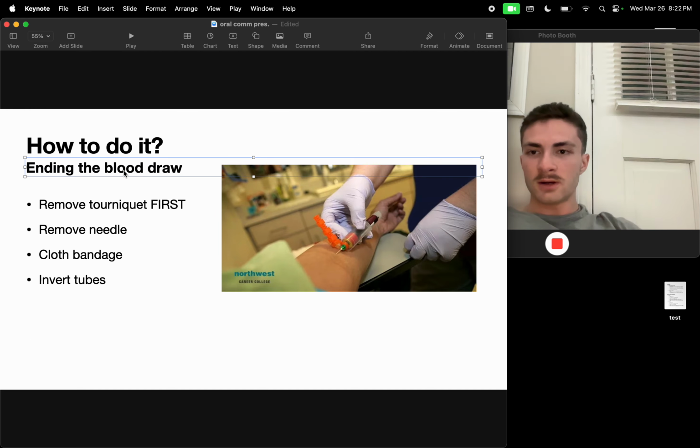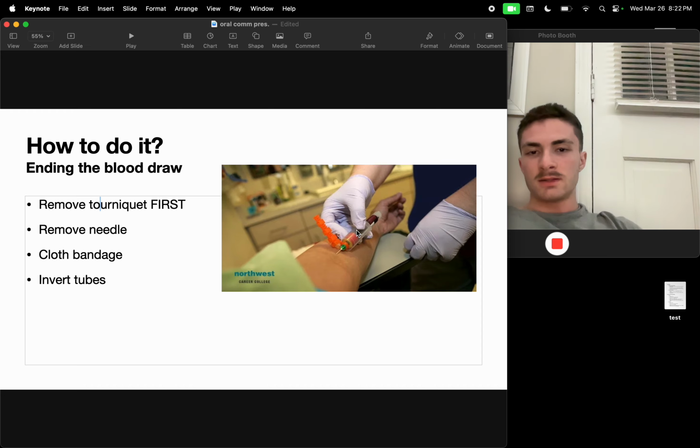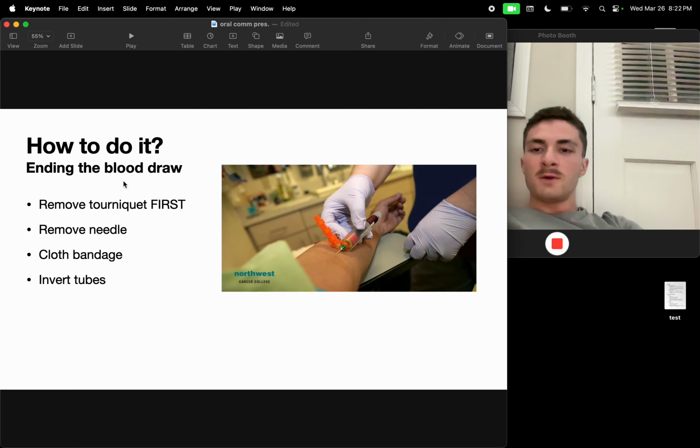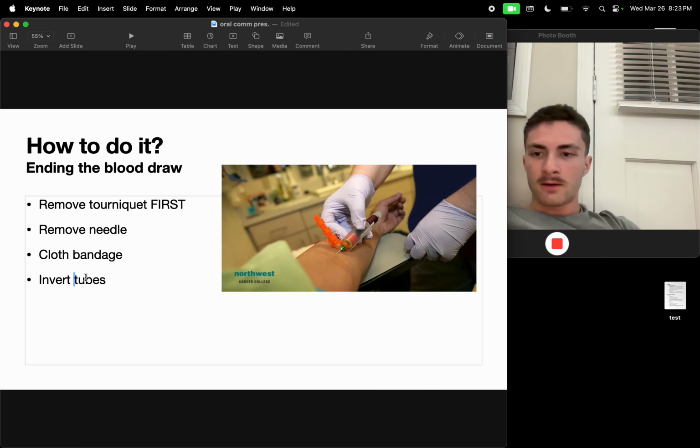This is the ending the blood draw. So first, you have to remove the tourniquet first. Otherwise, if you remove the needle before the tourniquet, there's still pressure being applied to that vein, and that pressure is going to cause it to probably squirt out. So you remove the tourniquet first, then you want to remove the needle, cap the needle, and then immediately, simultaneously while you do that, you also want to apply the cloth bandage onto the site, while also applying tape over the cloth bandage so that it stays in place, and applying a little pressure. And you also want to invert your tubes.